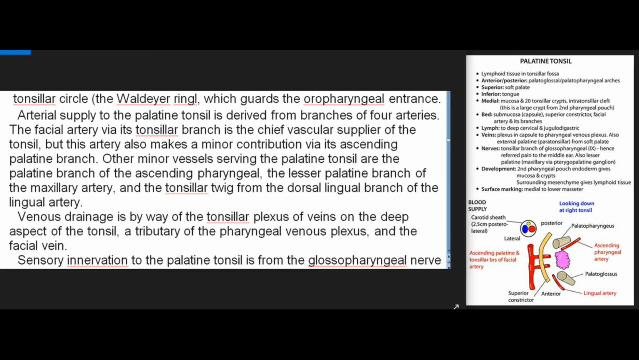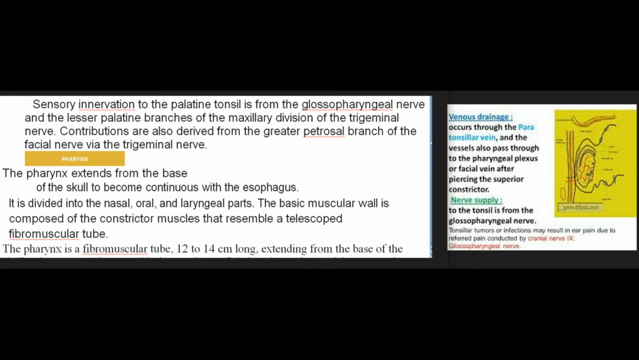Venous drainage is by way of the tonsillar plexus of veins on the deep aspect of the tonsil, a tributary of the pharyngeal venous plexus, and the facial vein. Sensory innervation to the palatine tonsil is from the glossopharyngeal nerve and the lesser palatine branches of the maxillary division of the trigeminal nerve. Contributions are also derived from the greater petrosal branch of the facial nerve via the trigeminal nerve.